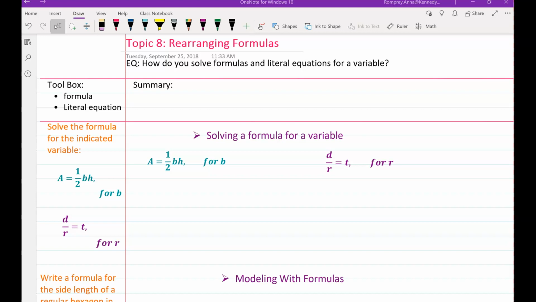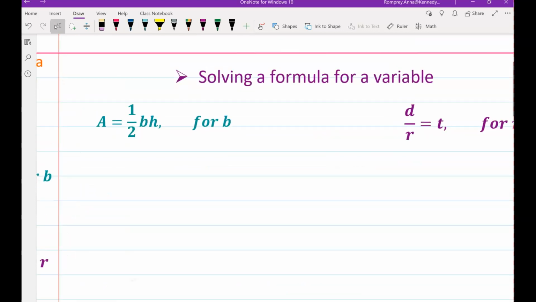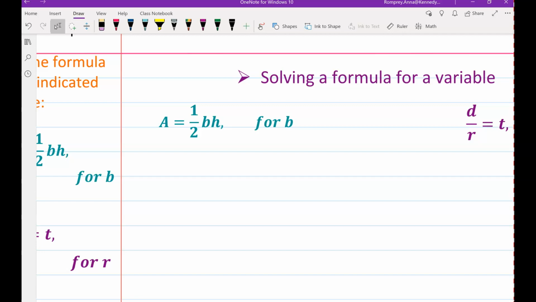So if we look, it says solve the formula for the indicated variable. A equals 1/2 BH. Awesome. Now I want to reread this where I am reading all of the operations that are happening. So A equals, easy enough, 1/2 times B times H. Okay, so I've got quite a bit of multiplication going on here. First, let's look at what we are solving for. It wants us to solve for B, so it's all about isolating this B.